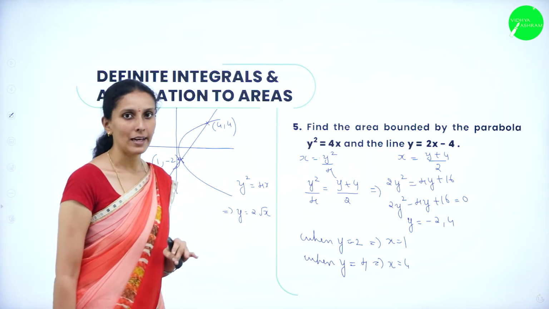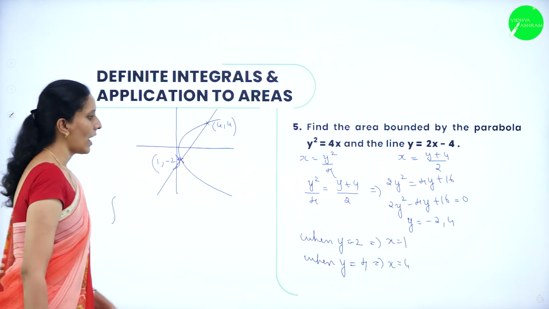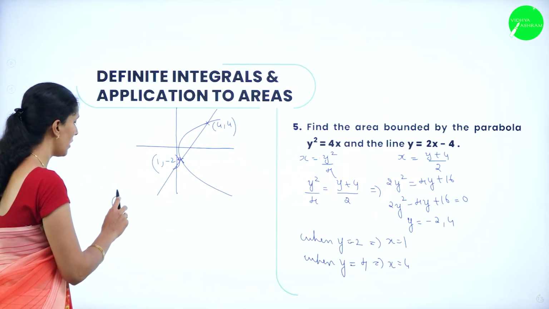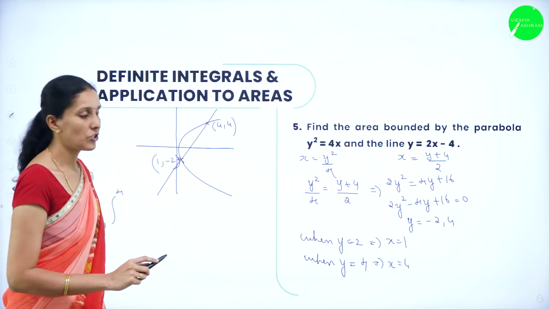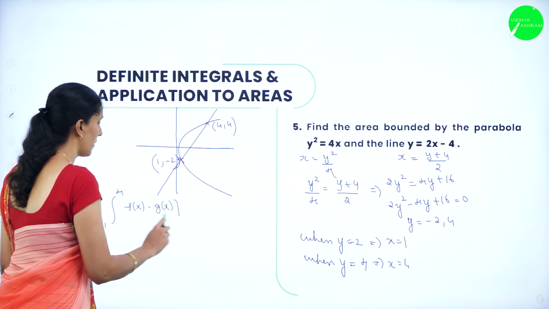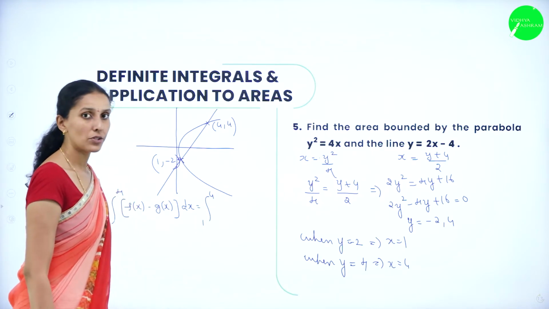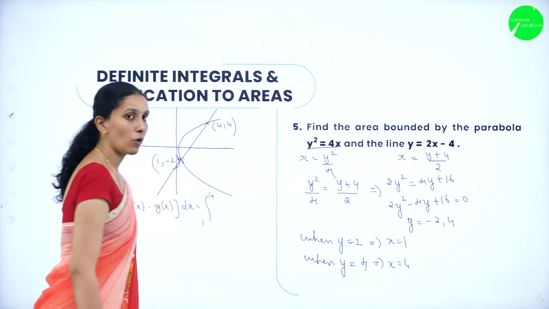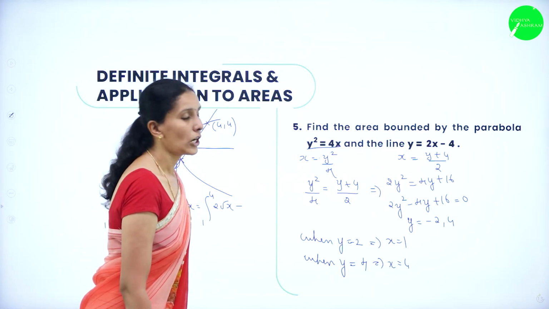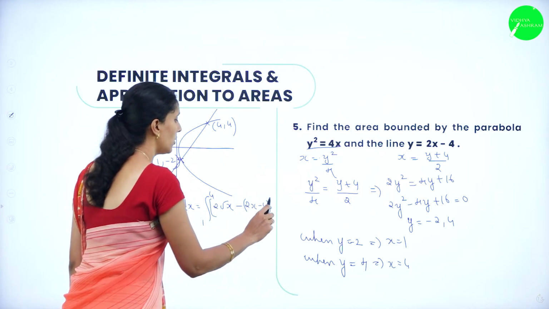So how can we evaluate this now? Let us take the integral here. I am taking x limits. The x limits are from 1 to 4. So substitute here 1 to 4, f of x minus g of x into dx. So the integral from 1 to 4, what is f of x? It is y square is equal to 4x, so y is equal to 2 root x, minus g of x, which is 2x minus 4, into dx.